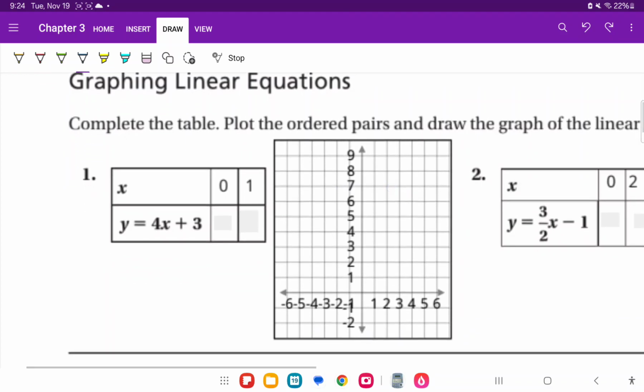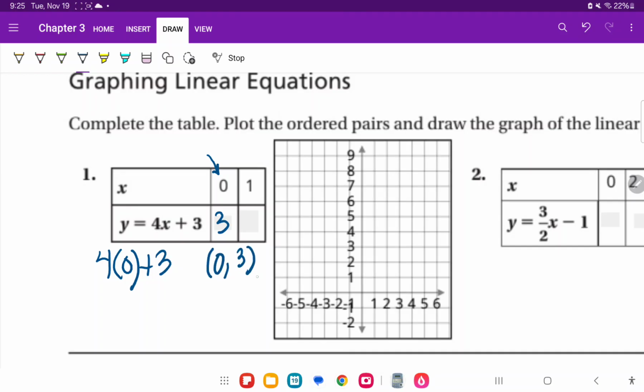So this one, they kind of did the table. The table is weird on this one, okay? So we're going to do this kind of modified way. So right here, x is 0, so we're going to put 0 in for x. So we got 4 times 0 plus 3. So 4 times 0 is 0, plus 3 is 3. So the point we're going to plot is (0, 3). Right? They just have the table weird this time.